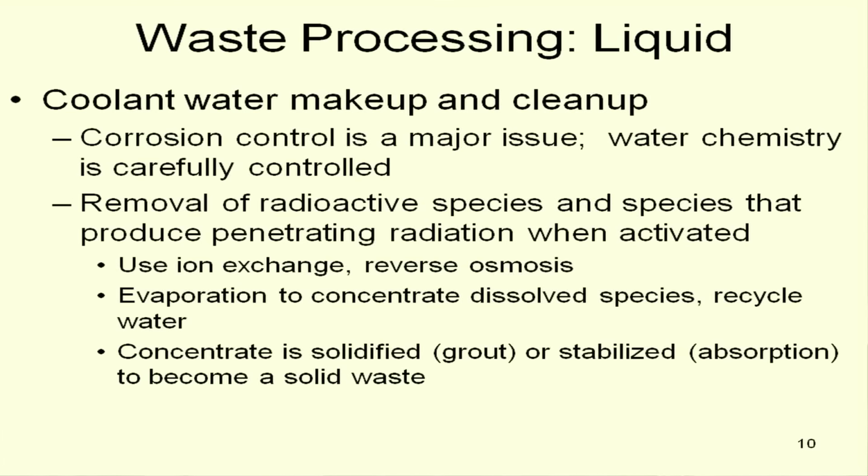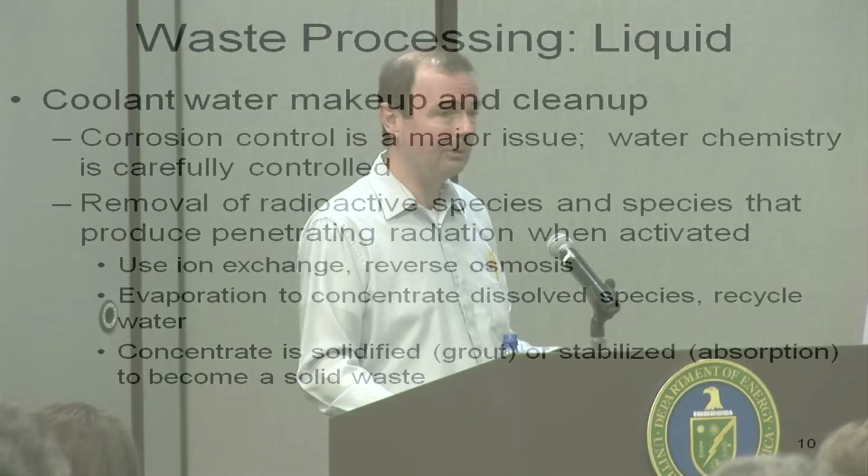Use processes like ion exchange or reverse osmosis to purify the water and concentrate the stuff you don't want, maybe evaporate it further to concentrate the dissolved species. The water, of course, gets recycled back into the reactor, but eventually the concentrate would be stabilized by like grouting it or in some kind of an absorptive medium, and you put it in the barrel and it becomes a low-level waste for disposal. And all of the plants have to do this kind of thing. They have various approaches in different plants. There's no one standard way to do it.